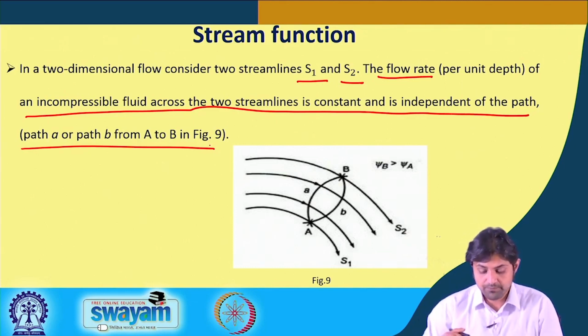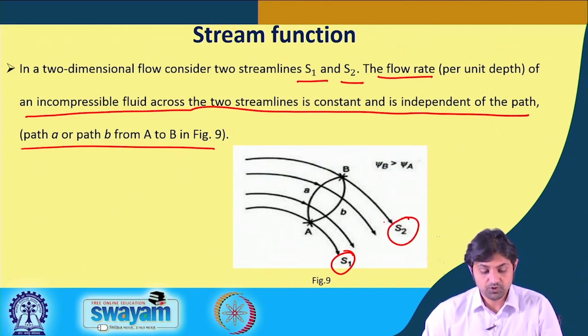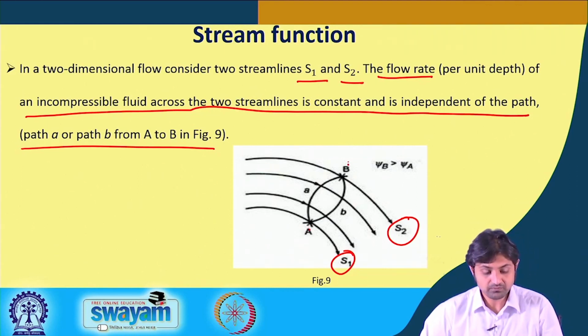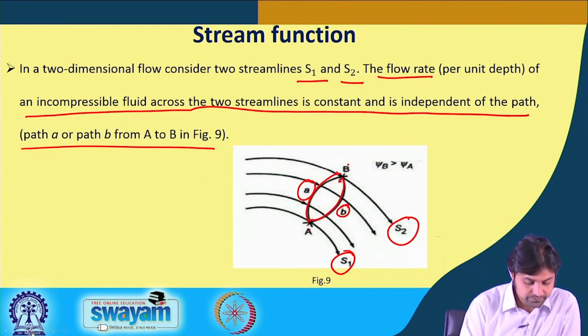So this is the figure, this is streamline 1, this is streamline 2. You see this is A, this is B. This is path A going to B, and this is path B going from A to B.